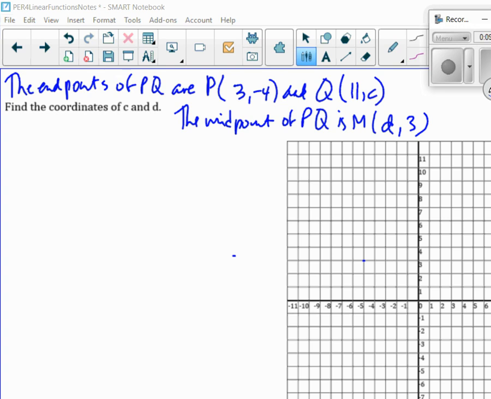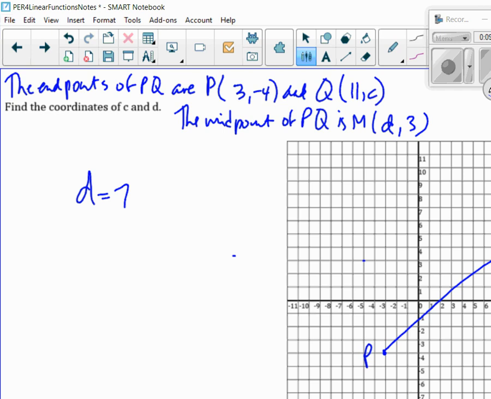The midpoint should be 3 and 11. Add them up, divide by 2, right? So we get D is 7. Okay, so now that we know that, we can actually plot. So let's plot 3, -4. So 1, 2, 3, 1, 2, 3, 4. There's my P. And I do know that M is 7, comma 3. So 1, 2, 3. There's my M.